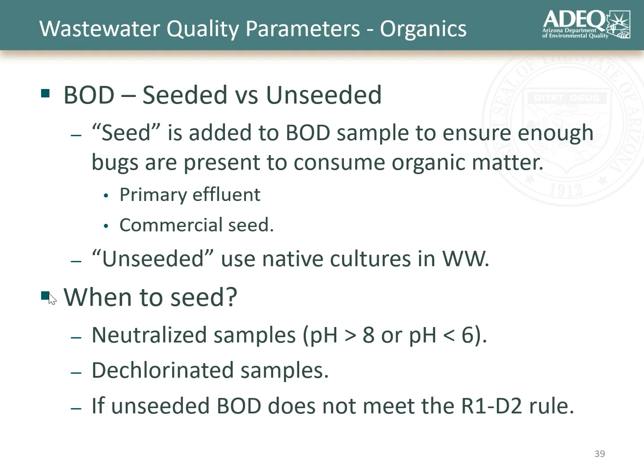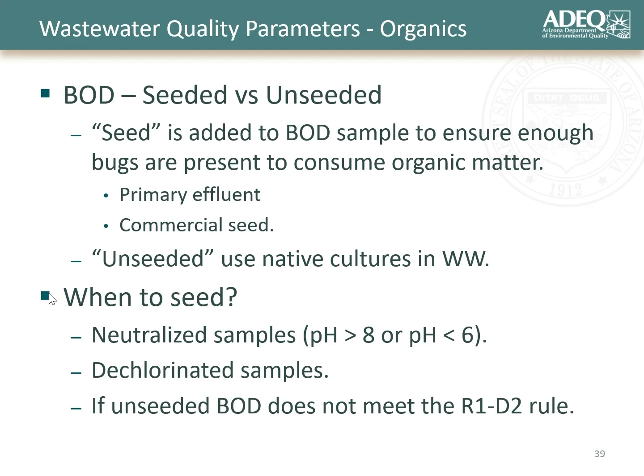Now, when do you need to use the seed? There are several different reasons why you need to add a seed. Number one, if the sample had to be neutralized, if the sample originally was greater than 8 or less than 6, that could definitely make the environment less hospitable for bacteria. By bringing the pH back to 7, you may not have bacteria present in that sample that are at least effective enough to consume the oxygen. So you may need a seed in that situation.